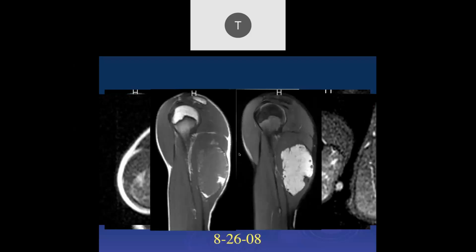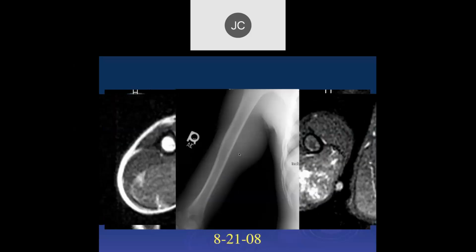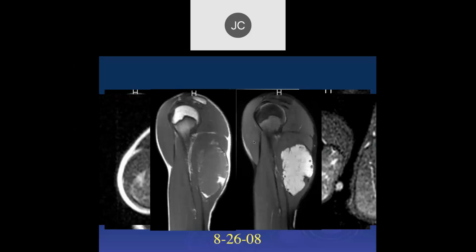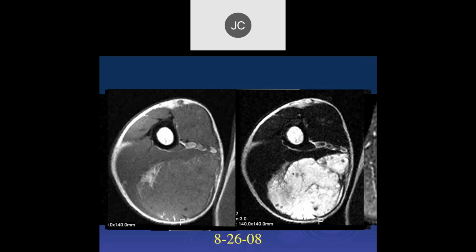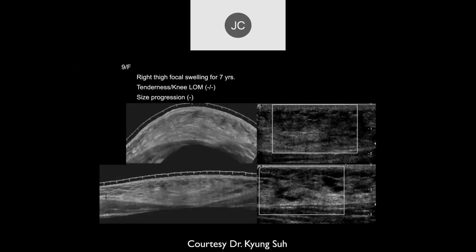Okay. And notice how it grew significantly from the first study until the later one. And now we can see a lot of phleboliths in there, much larger mass. And then those low signal things that we were pointing out before, these are the phleboliths within it that we could see actually on the first study as well. Much larger mass, and then we can see the phleboliths. So these can grow significantly.